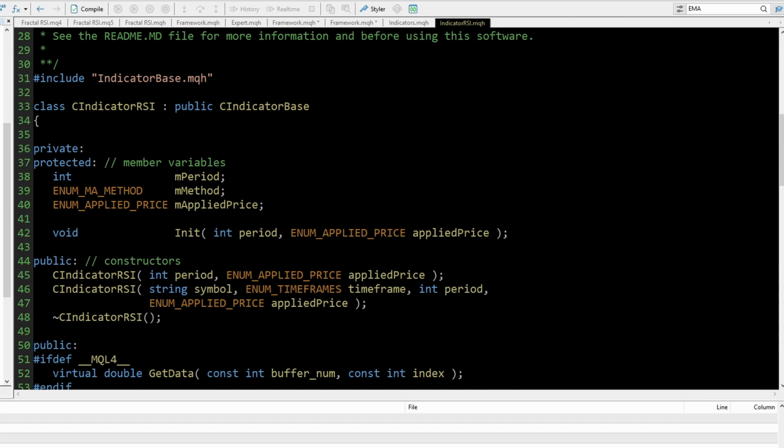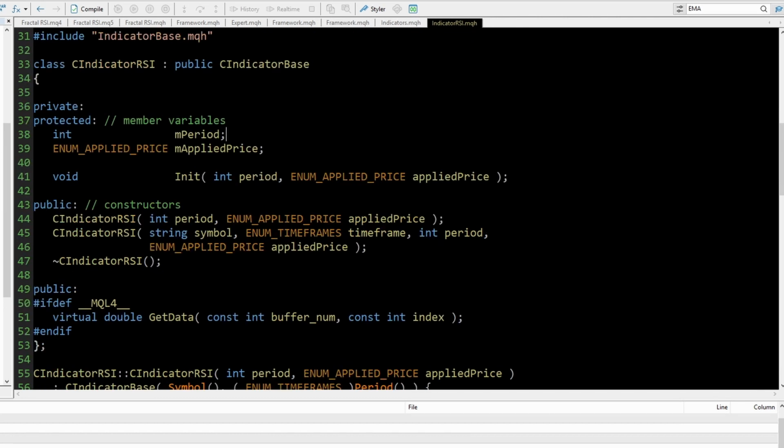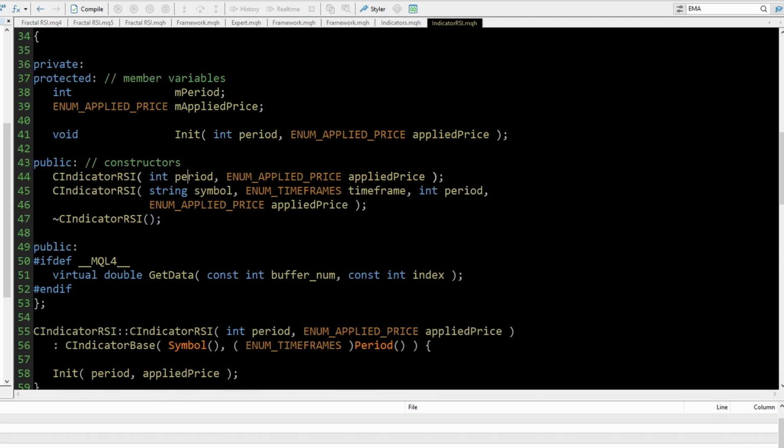But then to see what I've got here, include indicator base. The class name is now CIndicatorRSI. The RSI only uses a period and applied price. So I then have the init method that takes the period and the applied price. The constructor takes period and applied price because that will call the init method. And the second constructor, which allows you to set the symbol and the time frame, also now takes just period and applied price.